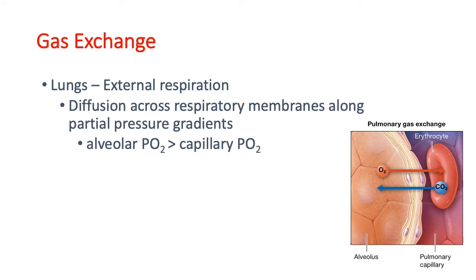Carbon dioxide will follow its own partial pressure gradient as well. Blood returning from the tissues will be higher in carbon dioxide than the air in the alveoli. Therefore, the alveolar partial pressure of carbon dioxide will be less than the capillary partial pressure of carbon dioxide.